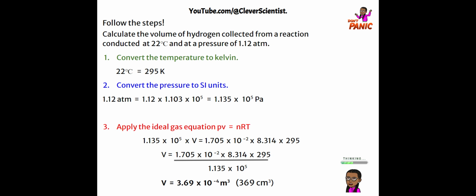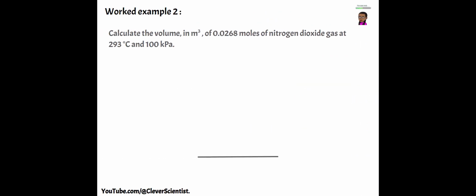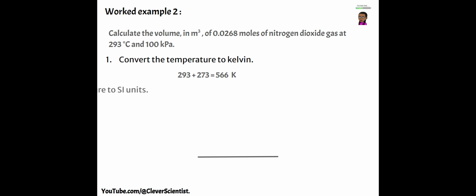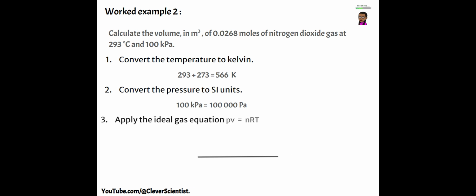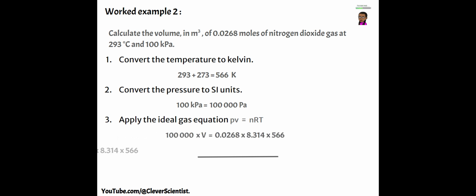Just to further prove how easy this is, let's look at another worked example. Calculate the volume in metres cubed of 0.0268 moles of nitrogen dioxide gas at 293 degrees C and 100 kilopascals. We just follow the same process to find out the volume. So firstly, we convert temperature into Kelvin. Then we convert pressure into standard units. And this time, remember, kilo is the prefix for 1,000.